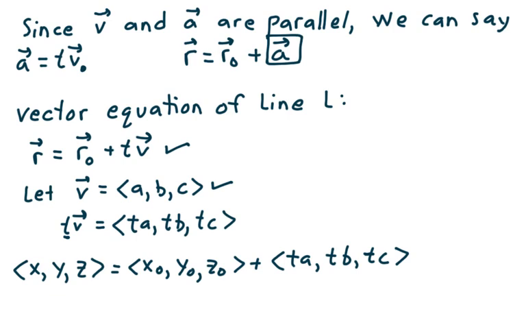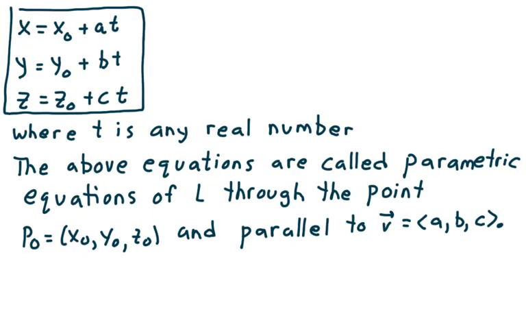And so what I want to do next is I want to essentially equate components. And so when I do that, I get the following. X equals X naught plus AT. Y is equal to Y naught plus BT. Z is equal to Z naught plus CT. And this is where T can be any real number. So when that real number changes, your point on the line will inherently change, and you're going to end up capturing all the points along the line.